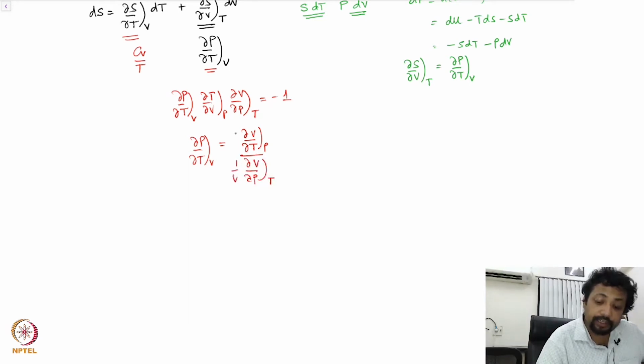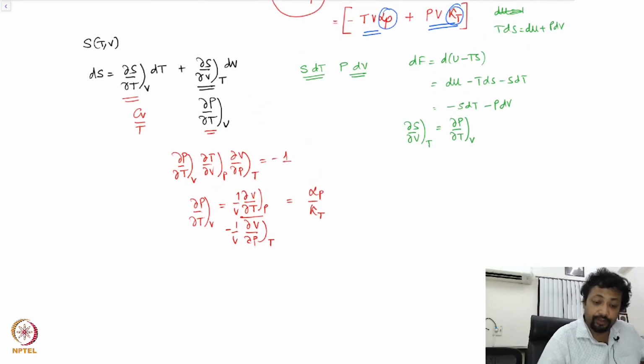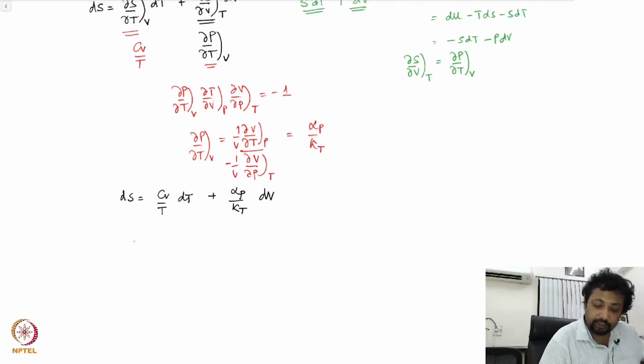In both cases I divide by V. There is a minus sign in front. Sorry, we will not put the minus sign there, but rather we will put the minus sign here, because that's how we define the compressibility. So this is alpha P by kappa T. Therefore your entropy equation now becomes dS is Cv by T dT plus alpha P by kappa T dV. So TdS is Cv dT plus alpha P over kappa T.